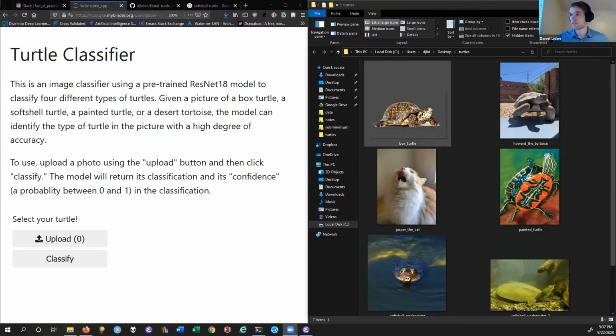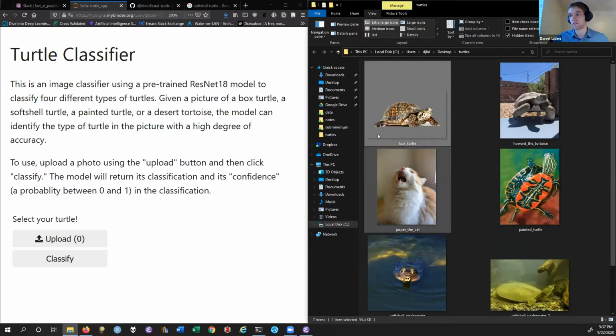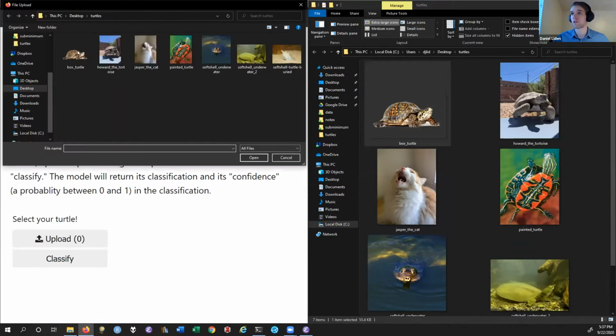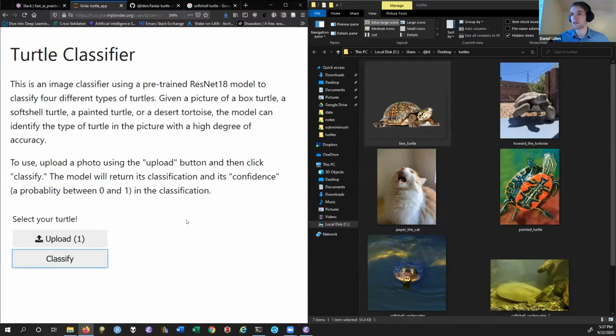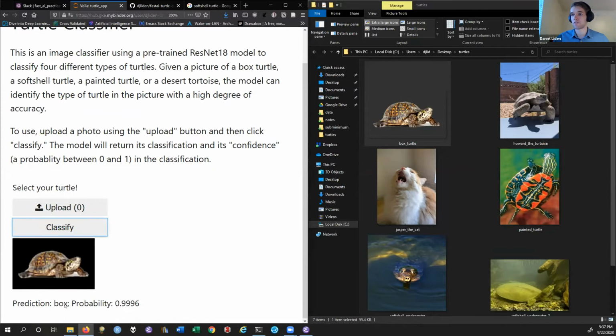So the first one I'll look at, this box turtle. I thought this one was a little bit different because, as you can see, it has no background, which was different from all of the pictures that I saw in the training sample, at least. So we'll go ahead and upload this one. Click on the classify button. Box turtle, very high probability.